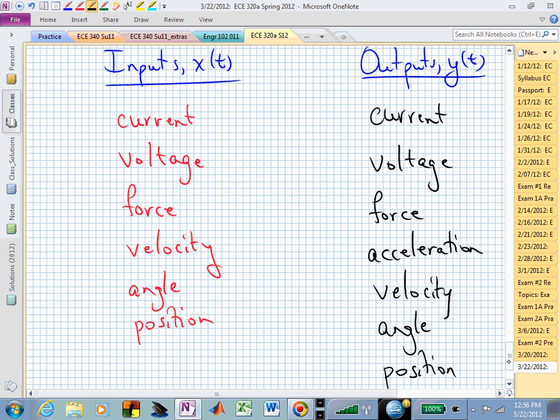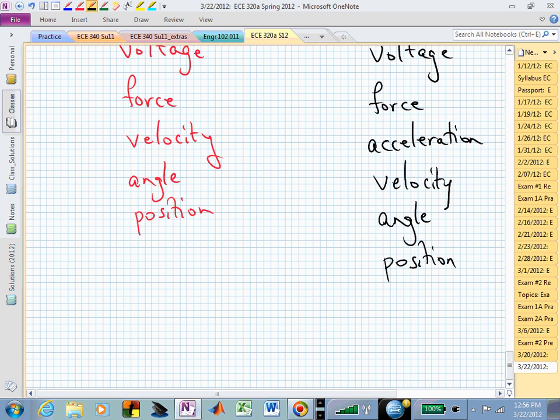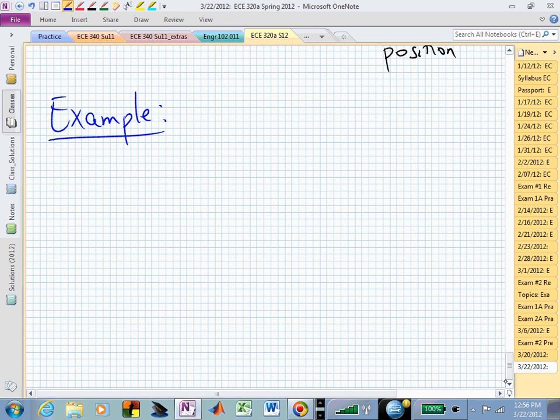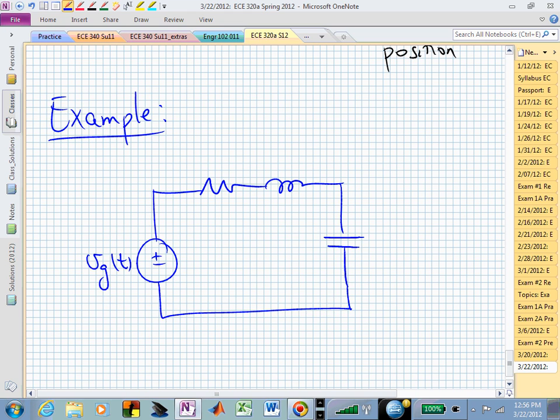Or you could have a voltage in and a voltage out. That's possible. But all of these are potential combinations for transfer functions. Let's look at an example. Suppose I give you the following. Let's say that we have a circuit. Here's V sub G, resistor, inductor, and capacitor.